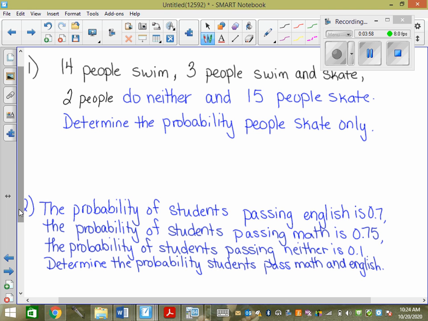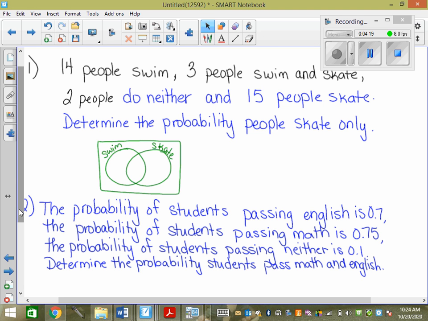So we have 14 people swim, three people swim and skate, so immediately it's not mutually exclusive because I have a swim and skate. Because if they were mutually exclusive, they'd be two separate bubbles, no overlap, right? They'd be disjoint. So we have swim, we have skate. We do the and first. There are three people who swim and skate. And then does it say skate only? No. No, it says 15 people skate.